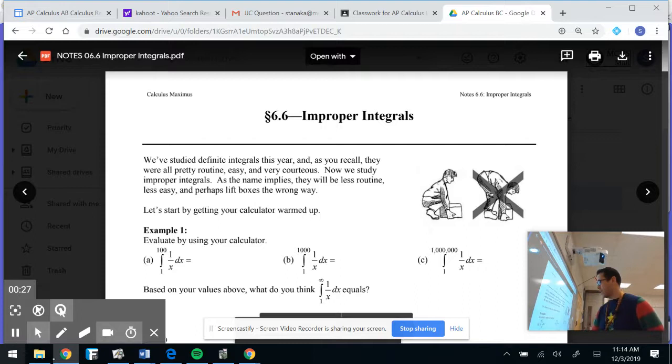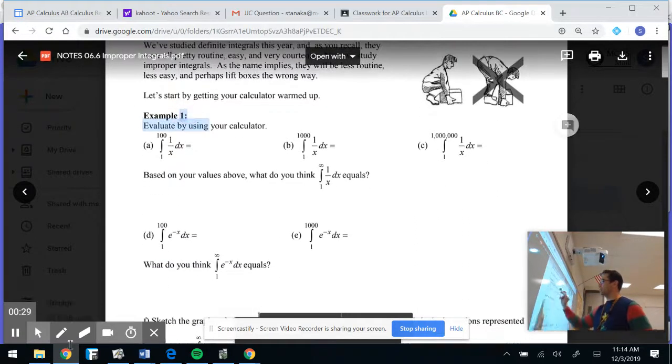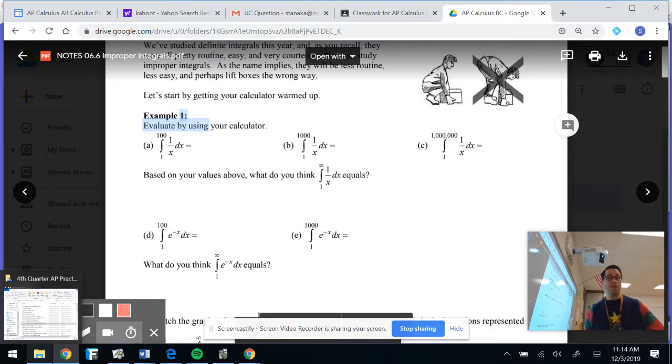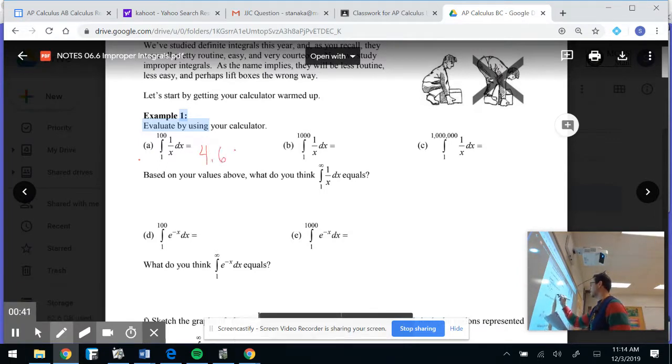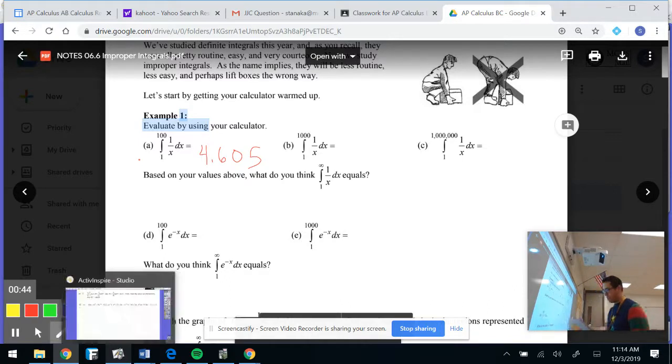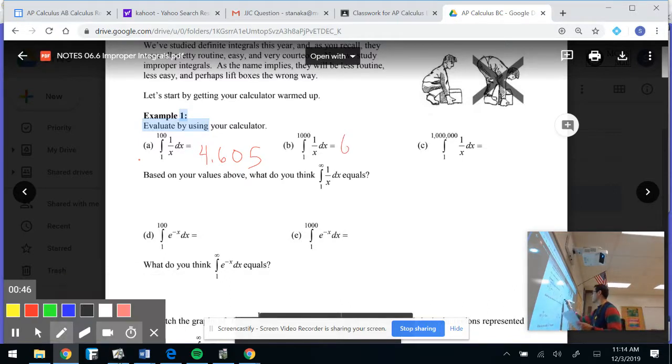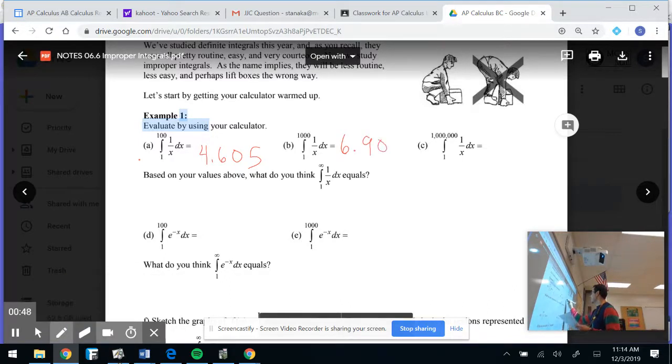Example 1. A little bit of an exploration before we get going here. I plugged all this stuff into my calculator already, so you guys don't have to. It says evaluate by using your calculator, so let's go ahead and do that. If I plug this first integral in my calculator, I get 4.605. Let's plug the second one into our calculator. I get 6.908.